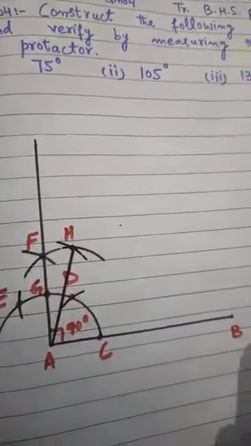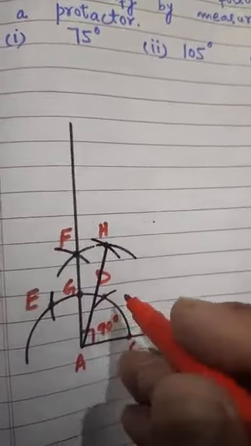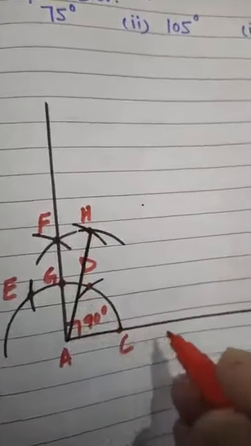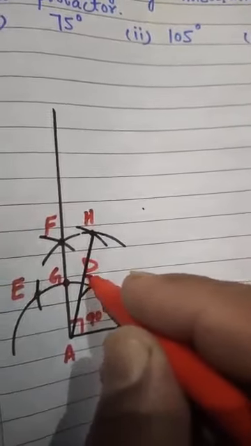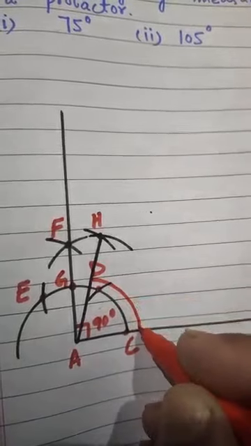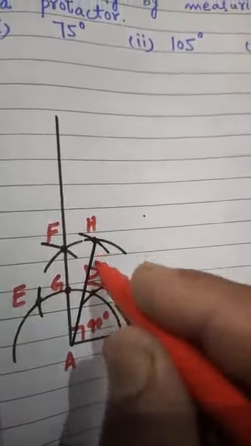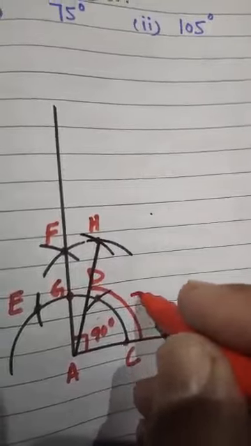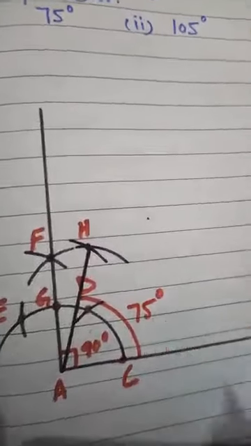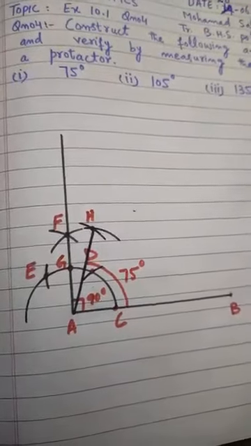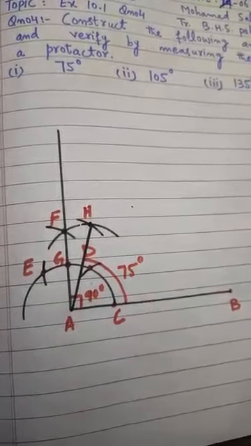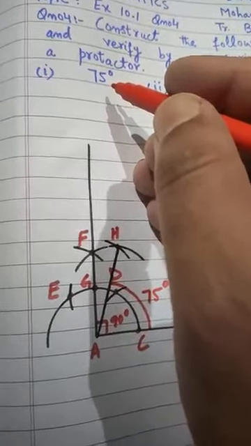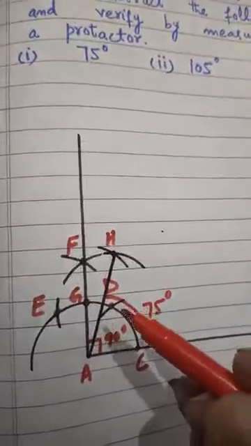Angle HAB is our 75 degree angle. I'm going to show you from this line segment to this line segment. I'm putting a simple arc from this line segment up to this line segment, and this represents our 75 degree angle. Now this was the first part of our construction, the 75 degree angle construction, and we have constructed the 75 degree angle.